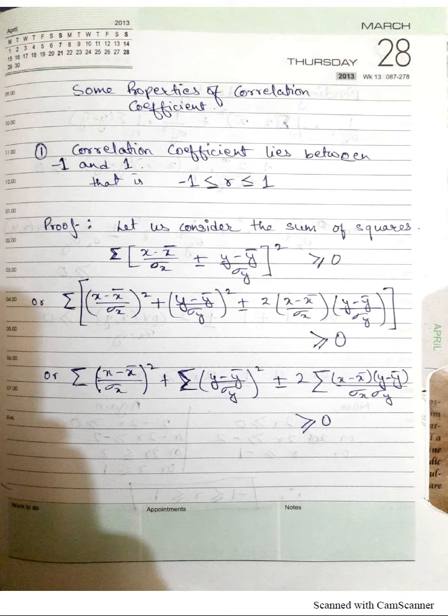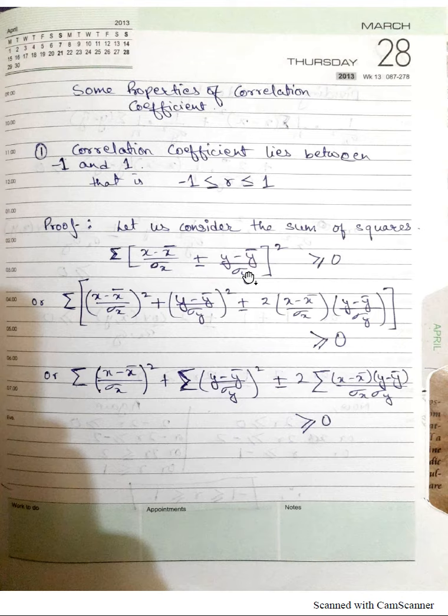Now let's try to prove this property. To do that, we start by taking the sum of squares of a certain value. We will take that value randomly. Suppose we randomly take this value: x minus x bar divided by sigma x, plus or minus y minus y bar divided by sigma y.